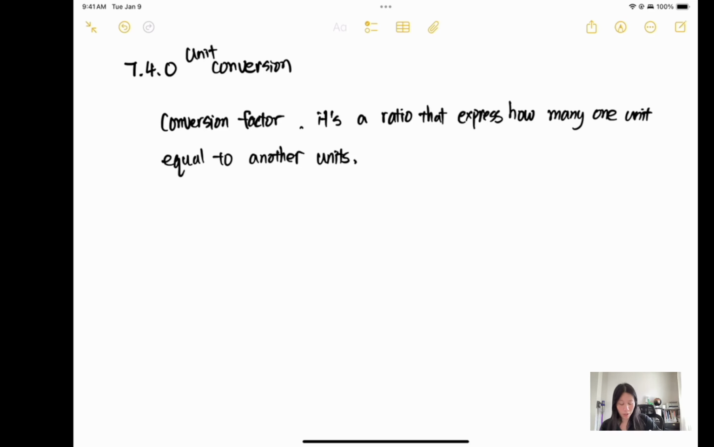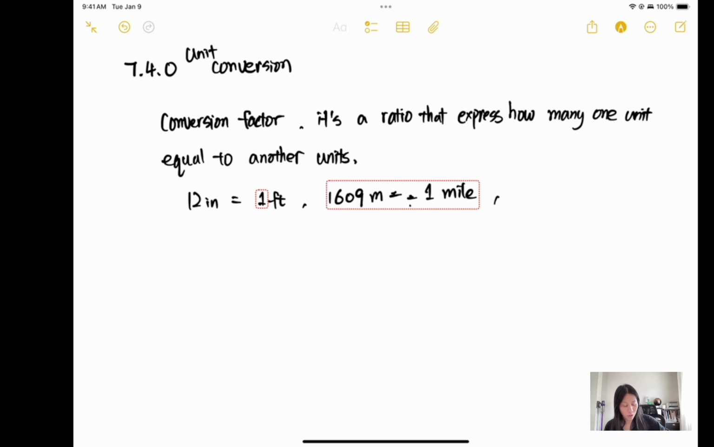For example, we have 12 inches equals 1 foot. And also meters to miles, I have 1,609 meters equals 1 mile. Or 100 centimeters equals 1 meter. So these are the conversion factors.